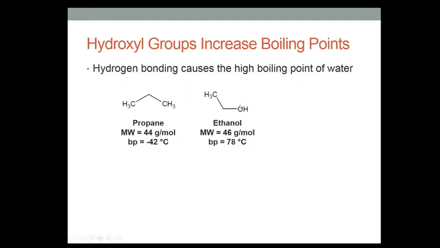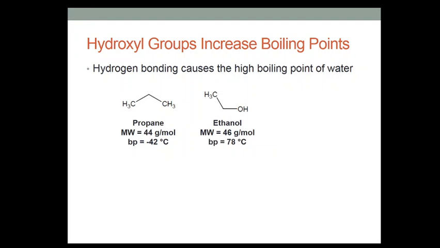There is a hydroxyl group that shows up in ethanol that is not present in propane. So this hydroxyl group can participate in hydrogen bonding. I just told you on the previous slide that a hydroxyl group is a very common hydrogen bond donor or even acceptor, depending upon the orientation of molecules.